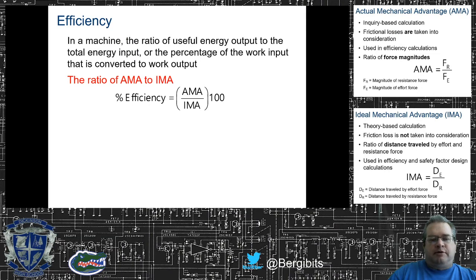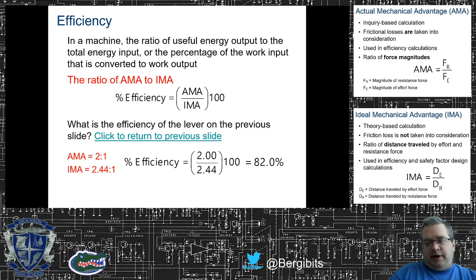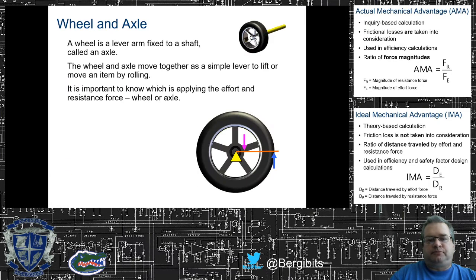All right, efficiency in a machine is the ratio of useful energy output to the total energy input, or the percentage of work input that is converted to work output. So the ratio of AMA to IMA is going to be your efficiency. AMA was 2, IMA was 2.44. So we divide 2 by 2.44 and multiply by 100. 82% was the efficiency of that lever. No machine is 100% efficient.